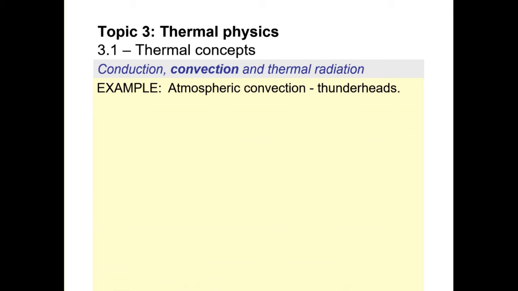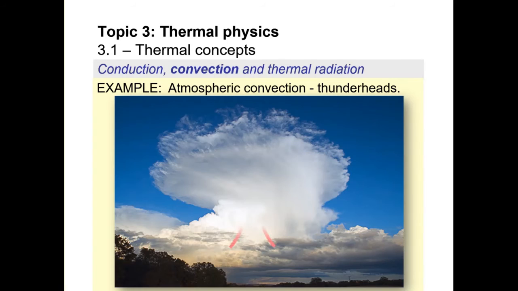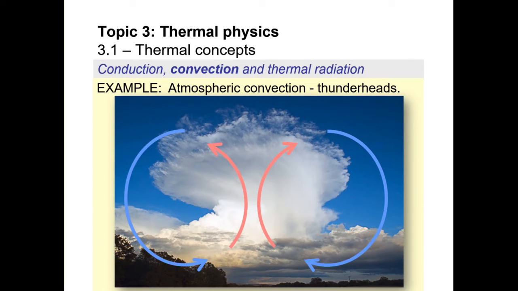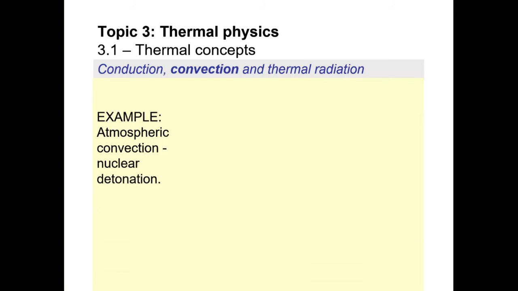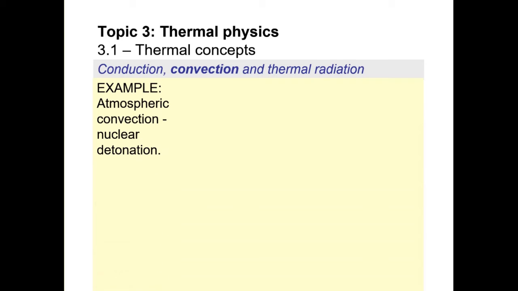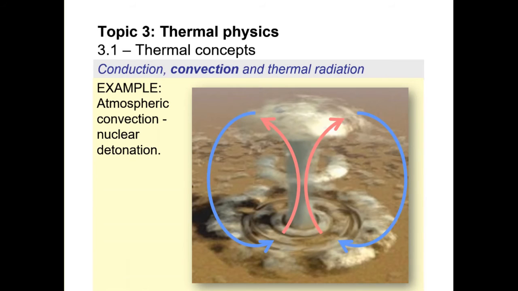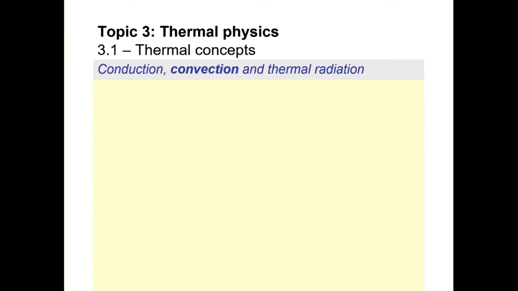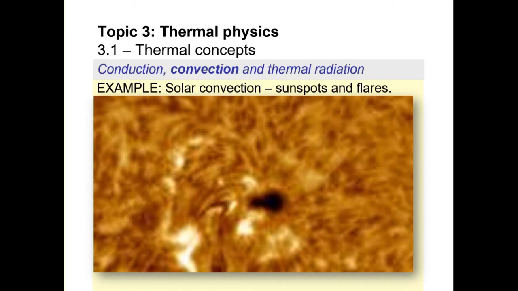First example, atmospheric convection, thunderheads. Hot air rises, cool air falls, setting up a convection current. Atmospheric convection, nuclear detonation. Hot air rises, cool air falls, setting up a convection current. Solar convection, sunspots and flares.